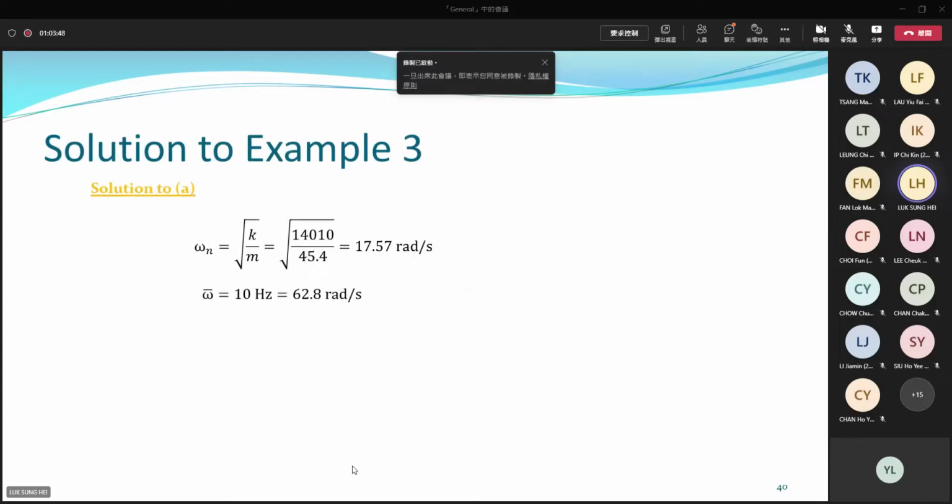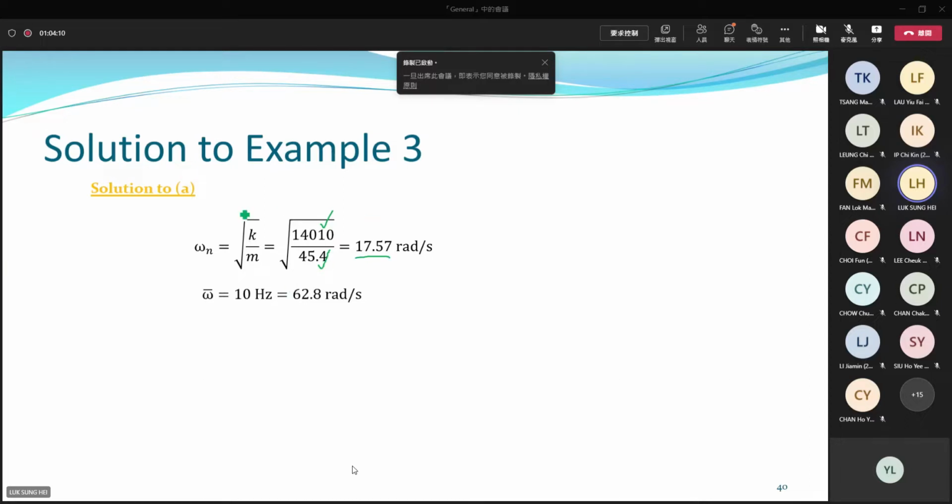So, solution for part A. In part A, we calculate some dynamic properties. Omega n, by definition, is equal to the square root of K over m. K is given, m is given. So taking the ratio and taking the square root, you can get our natural frequency, 17.57 radian per second. Be careful about the unit.